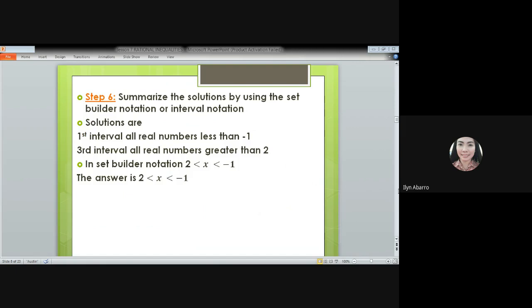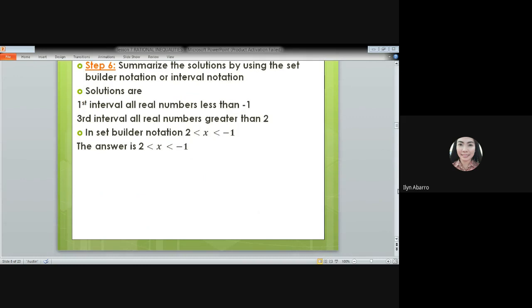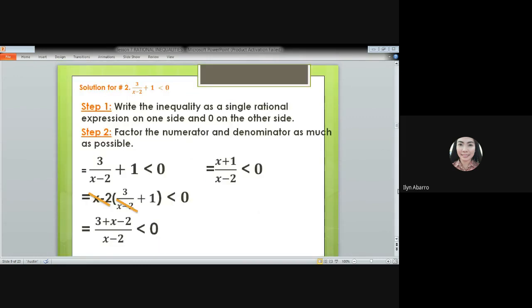So, let us move on with number 2. I thought we're finished. Okay, for number 2, we have 3 over x minus 2 plus 1 is less than 0. Okay, step 1, write the inequality as a single rational expression on one side and 0 on the other side. Step 2, factor the numerator and denominator as much as possible.